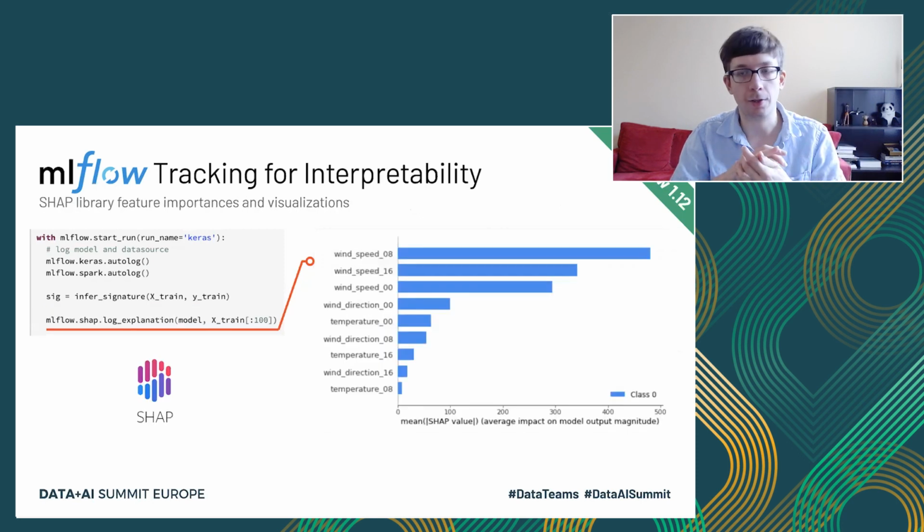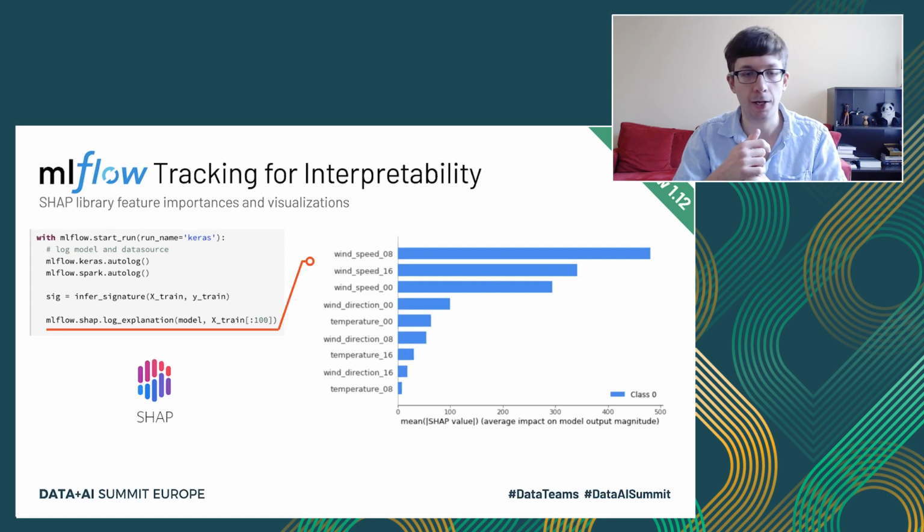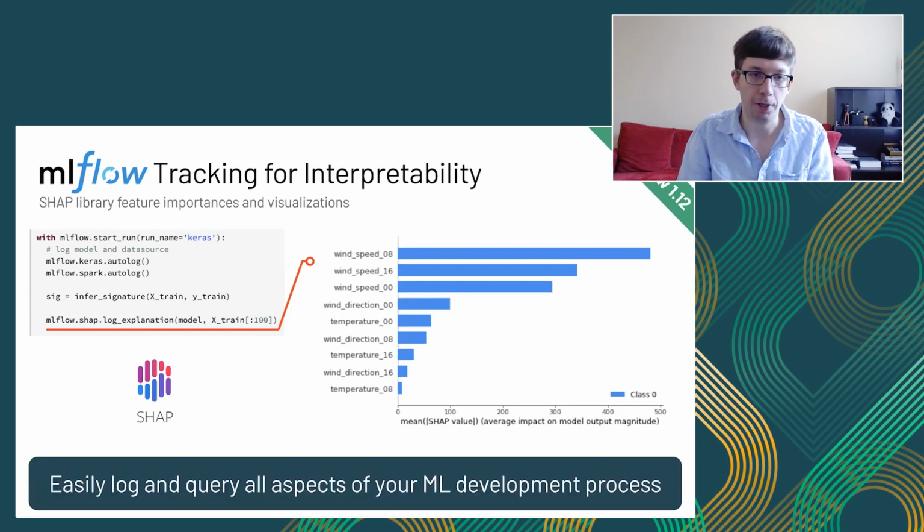And then the final thing that we just launched in MLflow 1.12 is integration with the SHAP library for interpretability. So you can now run SHAP to create explanations of why your model is predicting various things and log those and visualize them in the MLflow UI and compare them across training runs or as your model is running in production to see what's changing over time. So very easy, but very powerful. So overall, our users have found these kind of integrations quite valuable for improving their productivity and reliability with machine learning. And really the goal we're building towards here is to easily be able to log and query all aspects of your ML development process.